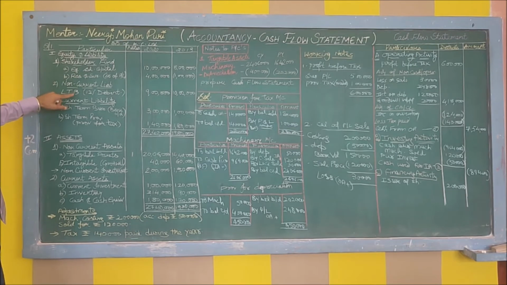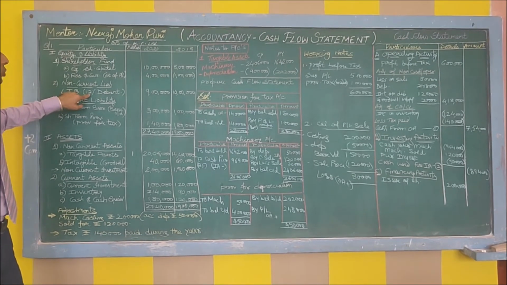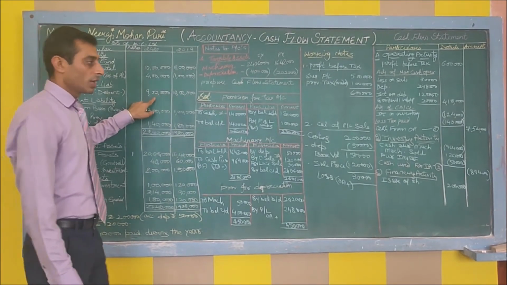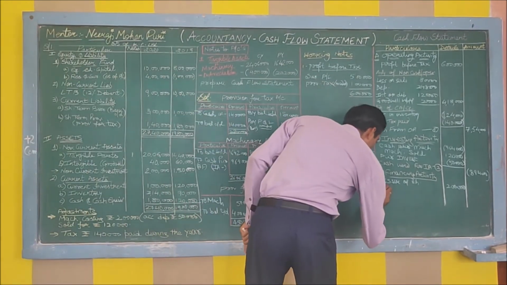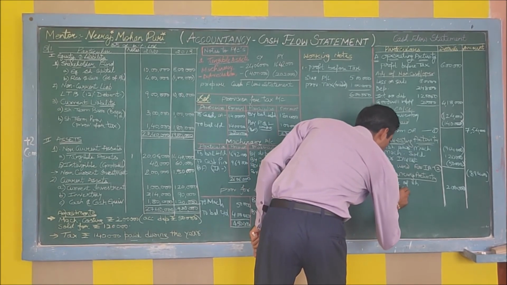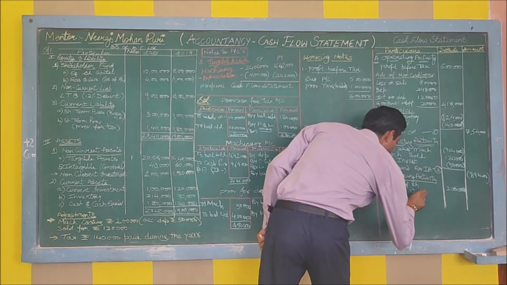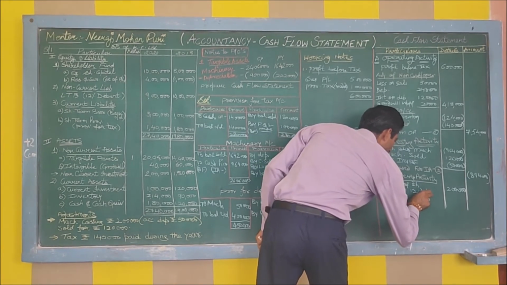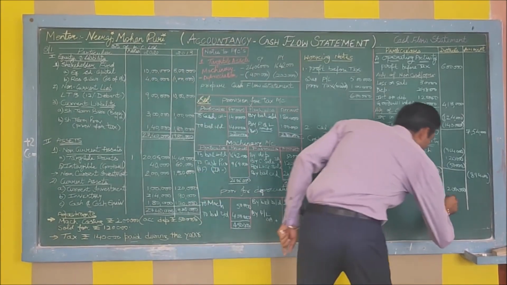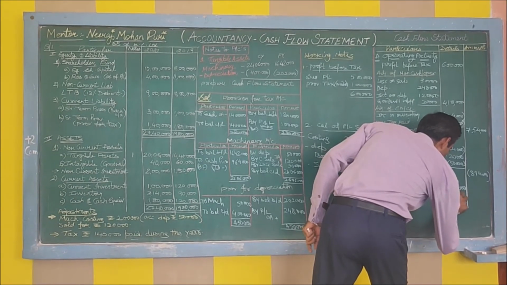Reserves we have already shown. Now only one item is left, that is your long-term borrowing. 12% debentures. So debentures, see, debentures are reducing. Decrease means minus. It can be written as decrease or redemption. So redemption of 12% debentures. Net value is minus 1 lakh, because there is a reduction.